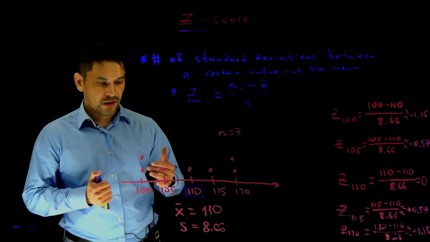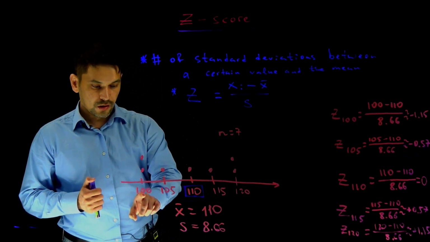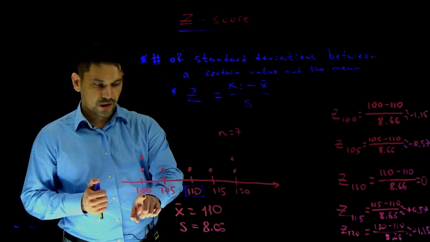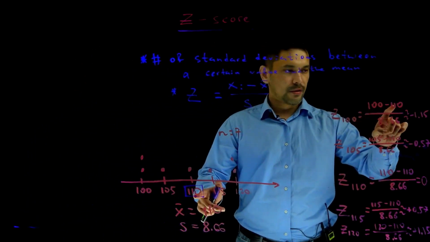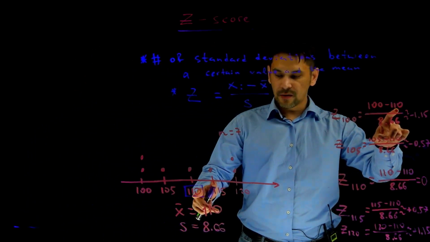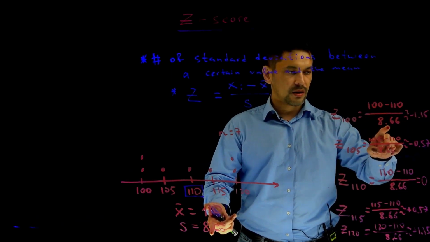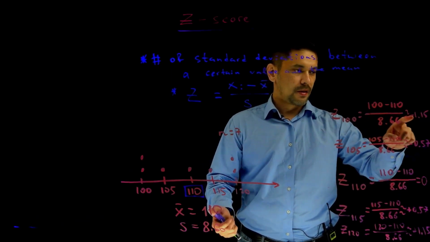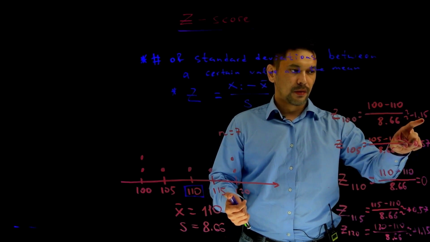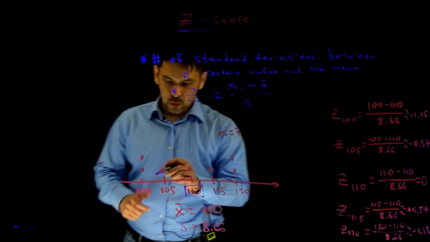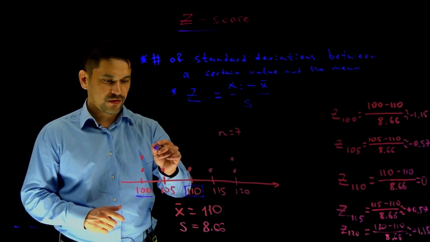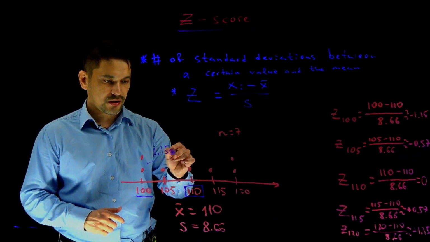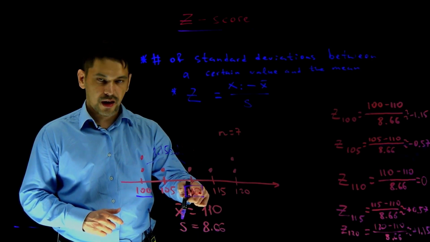Now let's imagine that I want to calculate the z-score for the value 100. For that, I have to subtract the average, which is 110, from 100 and divide the difference by the standard deviation, which is 8.66. And I got minus 1.15. It means that the value 100 is 1.15 standard deviations less than the average.